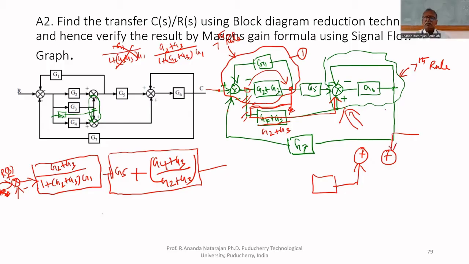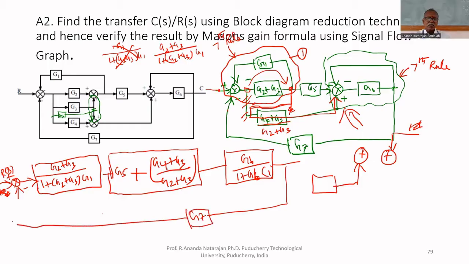Here, the unity feedback path is coming. Therefore, this G6 can be written using the 7th rule: G6 upon 1 plus G6 multiplied by 1. Why 1? Because it is a unity feedback, no block is there. Therefore, the value is 1, that's why multiplied by 1. That's all. Now the feedback G7 is there.